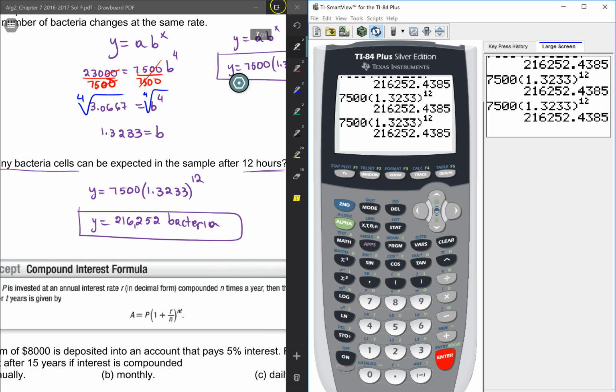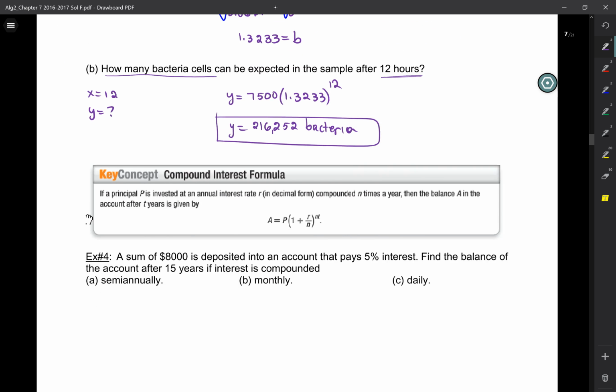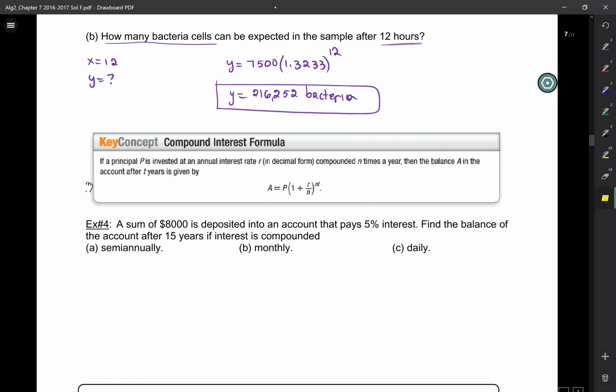All right, let's do this next one. Another place where we use exponential functions is in compound interest. Compound interest is if you have money in a bank, in a savings account, and the bank pays you interest. So suppose you open up your bank account and there are $10,000 in there.